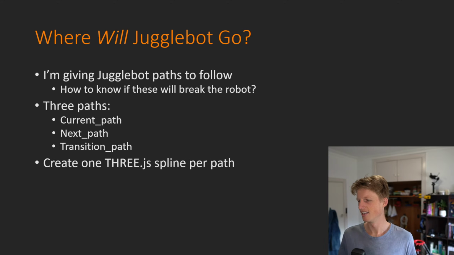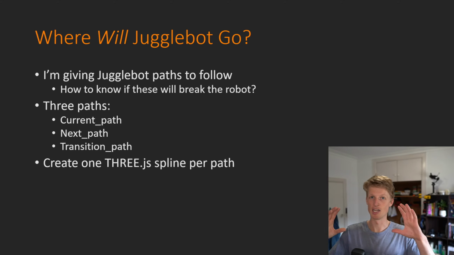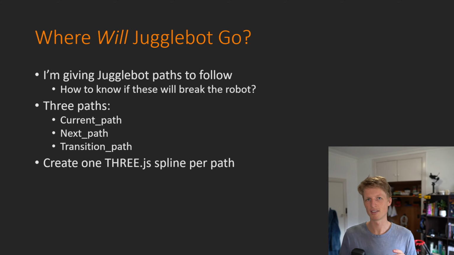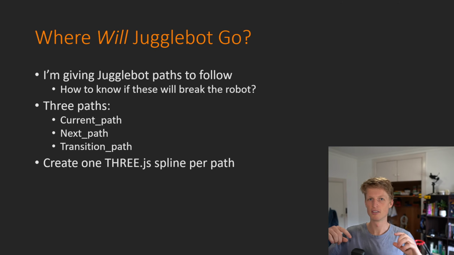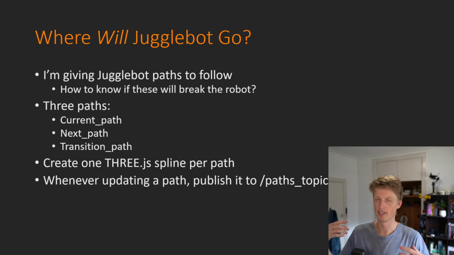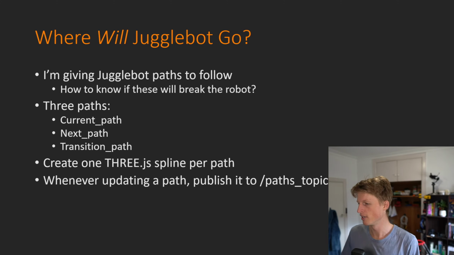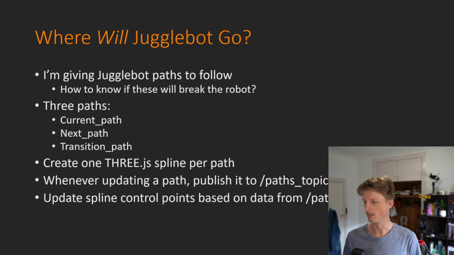So what I've done instead is I use a spline object in Three.js. And what this allows me to do is keep one spline object per path and simply update all of the control points for that spline. So whenever I have a new path that has been made by my path planning algorithm, it publishes it to the paths topic, which is then read by the UI, and all of the control points for the relevant spline are updated based on that paths topic.